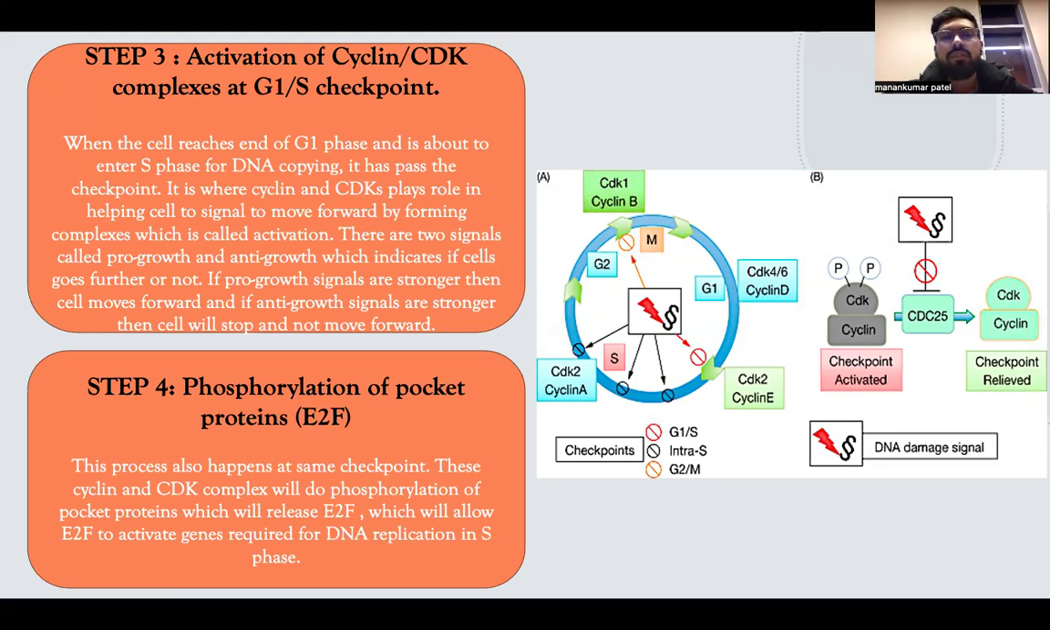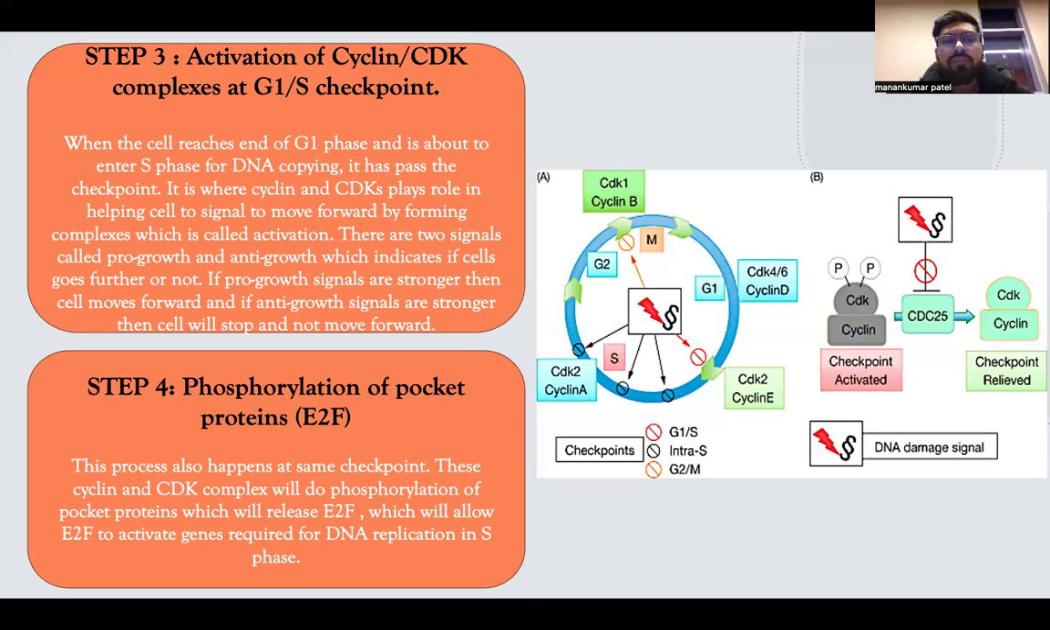There are two signals called pro-growth and anti-growth, which indicate whether the cell goes further or not. If pro-growth signals are stronger, then the cell moves forward, and if anti-growth signals are stronger, then the cell will stop and not move forward. As you can see in the image, there is a G1 phase and the checkpoint is at G1 S phase. That is the red symbol. As you can see, CDK2 and cyclin E will form a complex over there for activation.